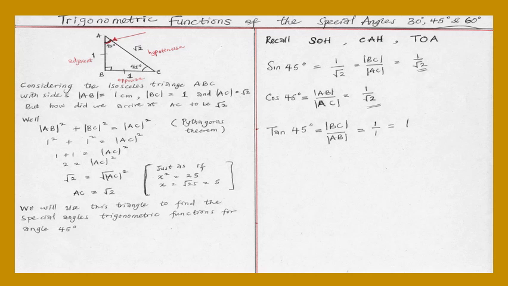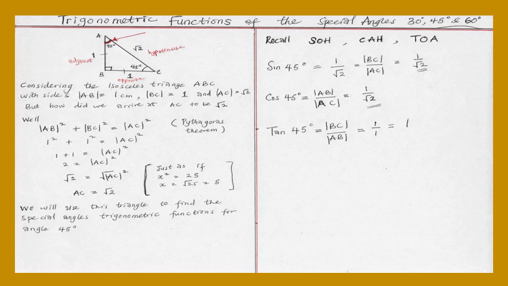Today we'll be looking at the trigonometric functions of the special angles 30, 45, and 60. To arrive at the trigonometric functions of these special angles, we'll be making use of an isosceles triangle for the 45-degree. And here we have this isosceles triangle. And why is this an isosceles triangle?